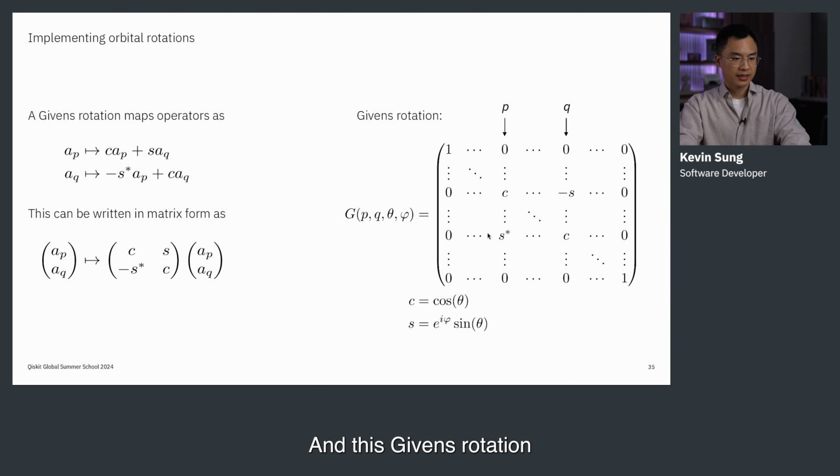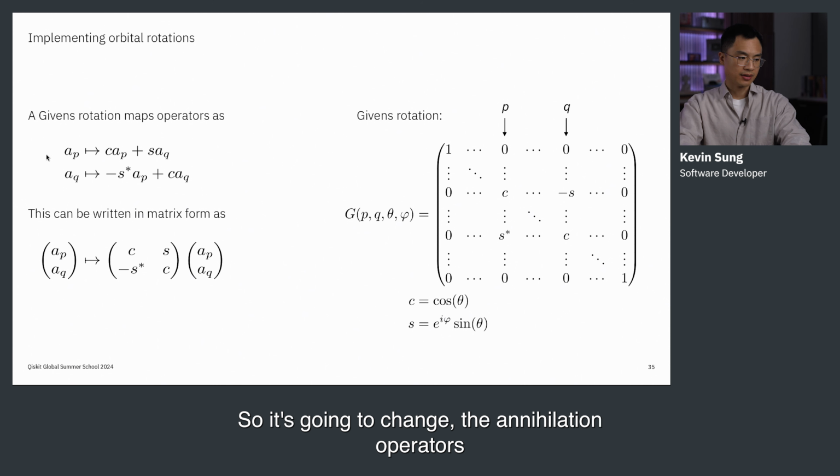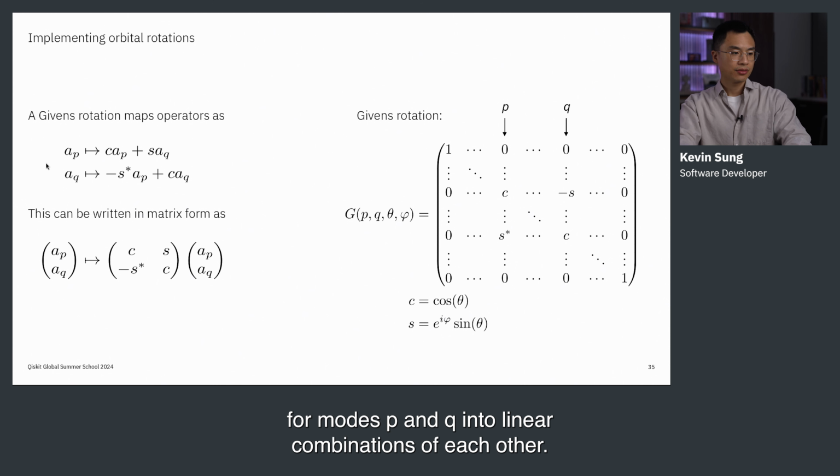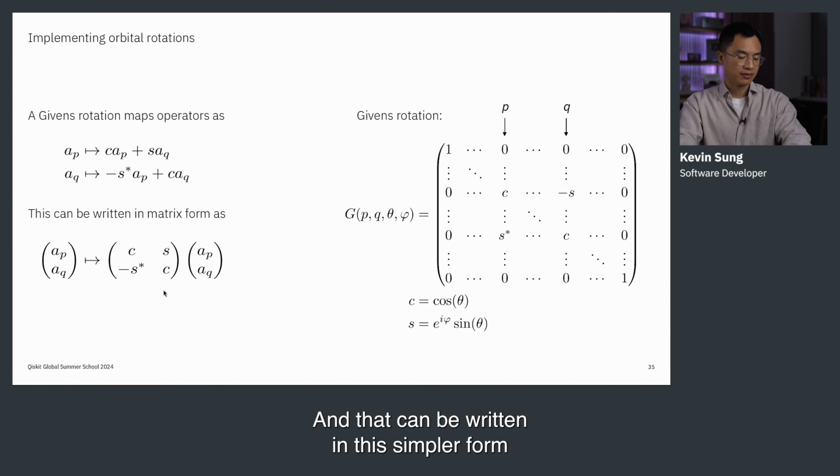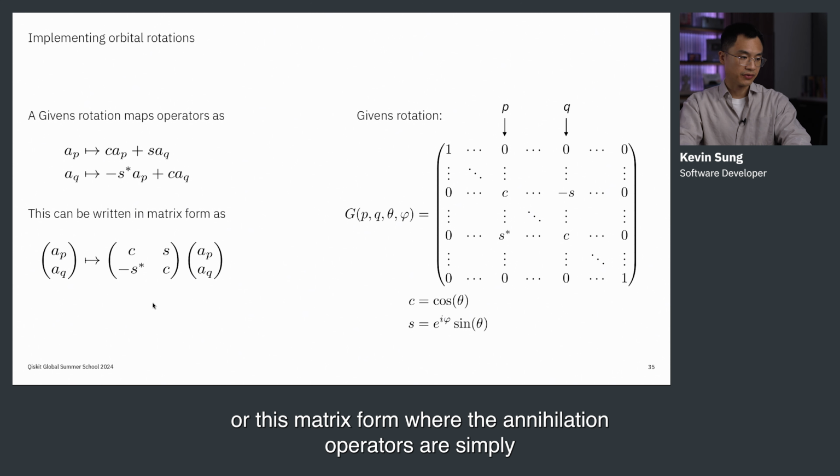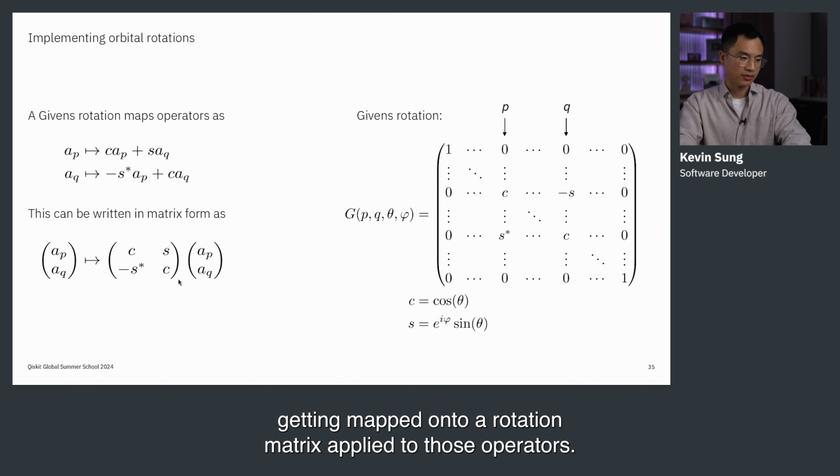And this Givens rotation here will represent a certain operation on the Hilbert space of quantum states. And the way that this operation acts on the fermionic modes P and Q is it acts as a rotation. So it's going to change the annihilation operators from modes P and Q into linear combinations of each other. And that can be written in this simpler matrix form, where the annihilation operators are simply getting mapped onto a rotation matrix applied to those operators.